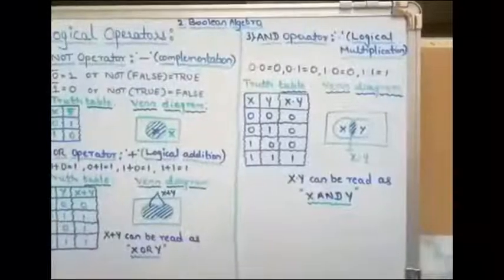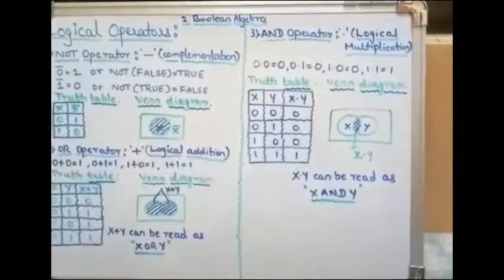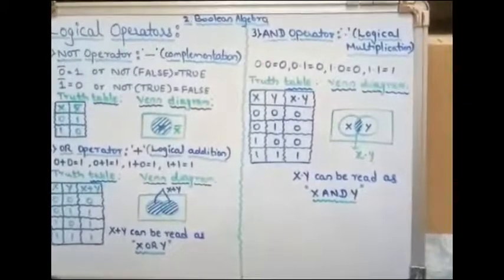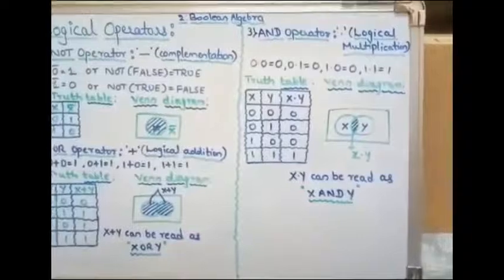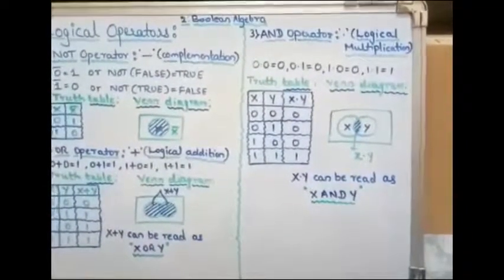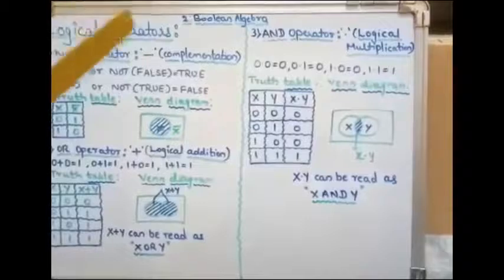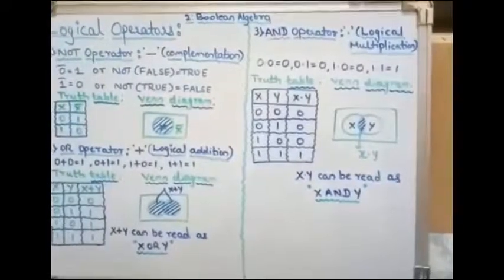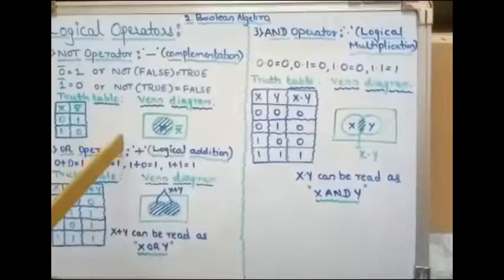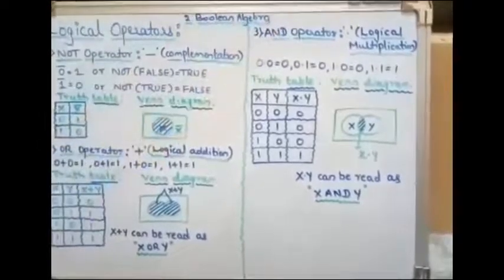Hello everyone. In the last session we have discussed the definition of Boolean algebra, the definition of truth table and an example of truth table. Now I am going to discuss logic operators. There are three logic operators. They are the not operator, or operator, and and operator.